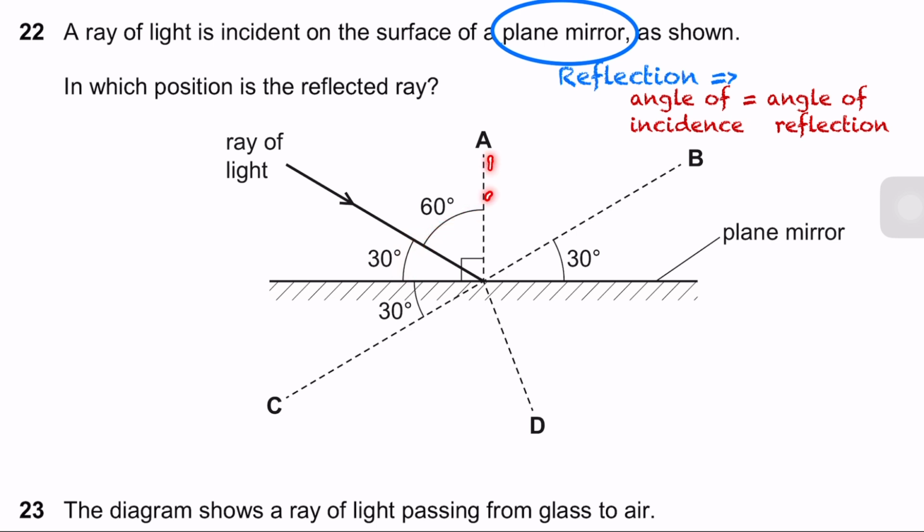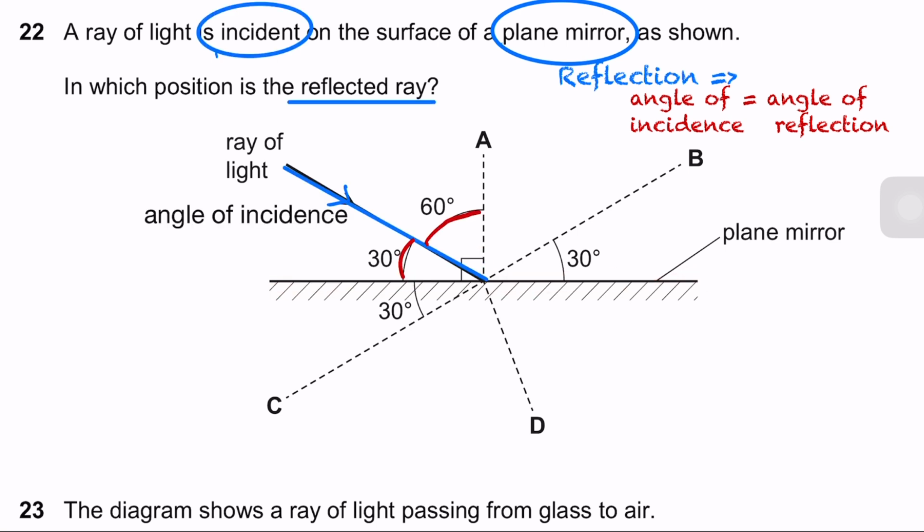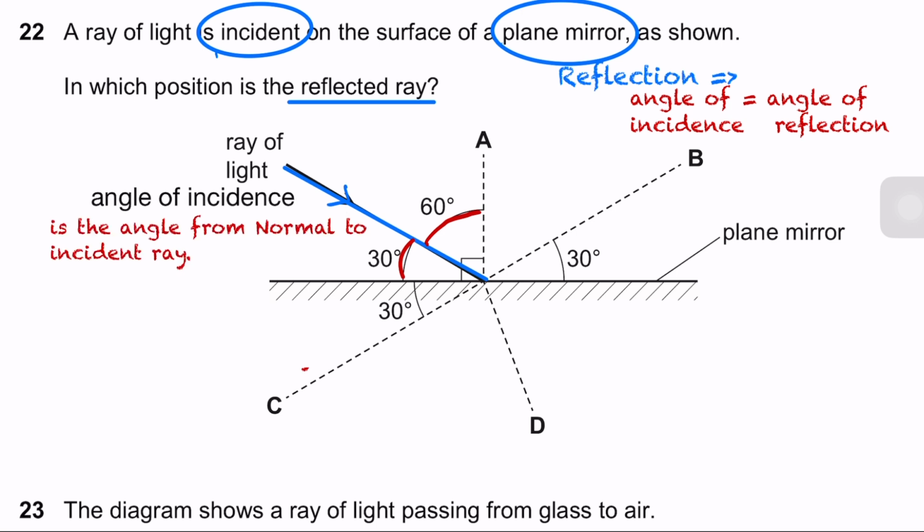Now, this dotted line represents the normal. What is a normal, by the way? A normal is a line at 90 degrees to a surface. As you can see, this line makes 90 degrees to the mirror, basically the surface of the mirror, the plane. So how do you state the angle of incidence? The angle of incidence is the angle from the incident ray to the normal. It is the angle from normal to the incident ray, or from the incident ray to the normal. This is the angle of incidence. This 60 is your angle of incidence. Hence, this is your incident ray.